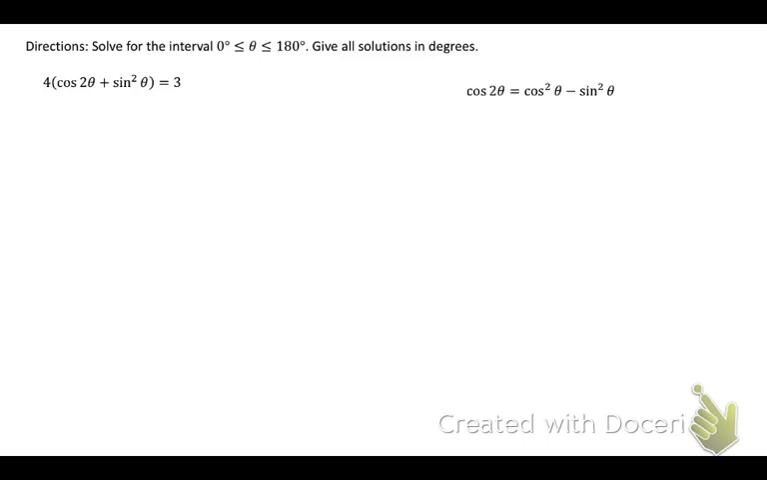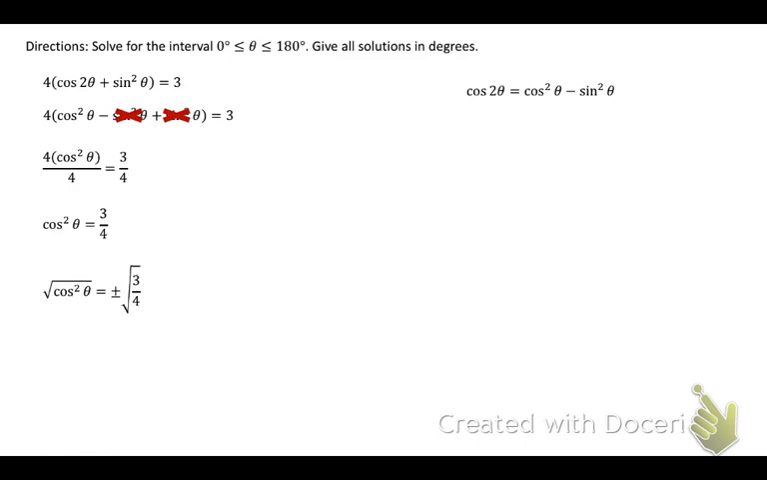So I know that cosine of 2 theta equals cosine squared of theta minus sine squared of theta from what we did last time. So I'm going to plug that in for my cosine of 2 theta. So I have 4 and then cosine squared of theta minus sine squared of theta plus sine squared of theta equals 3. Those cancel and you're left with 4 cosine squared of theta equals 3. Divide by 4. And you get cosine squared of theta equals 3/4.